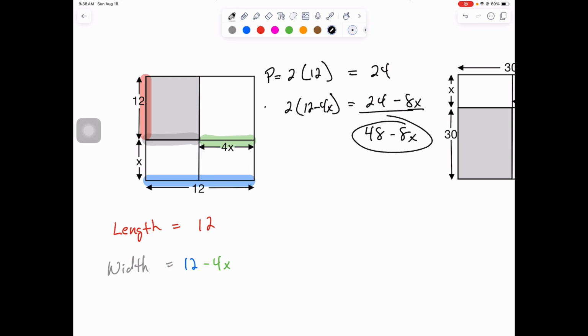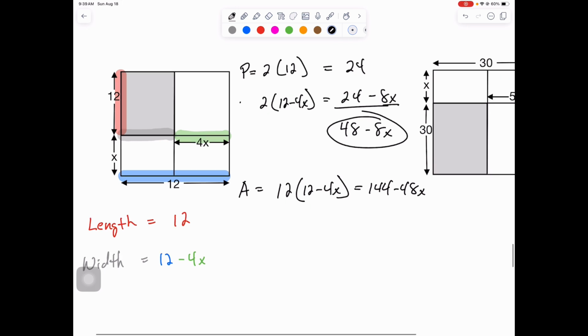Now for the area, well, area is just length times width, so we're just going to take our length of 12 and multiply it by 12 minus 4x, which equals 12 times 12 is 144. 12 times negative 4x is negative 48x. And this might be inches squared, feet squared, centimeters squared. I guess we'll just go inches squared. Go ahead and circle your answer for the area.